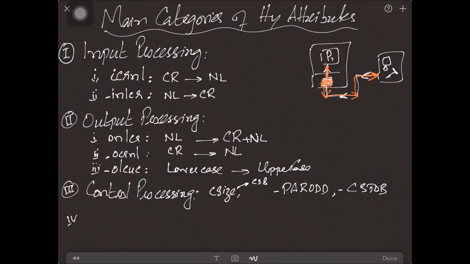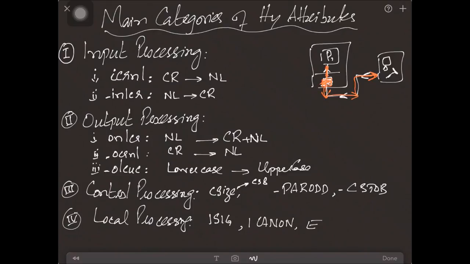And the last one is local processing. Local processing bits basically define what the driver does while the characters are inside the TTY driver. Some important ones are like ISIG, which enables signals, ICANON, about the canonical mode, ECHO, which echoes the character, and there are others as well.